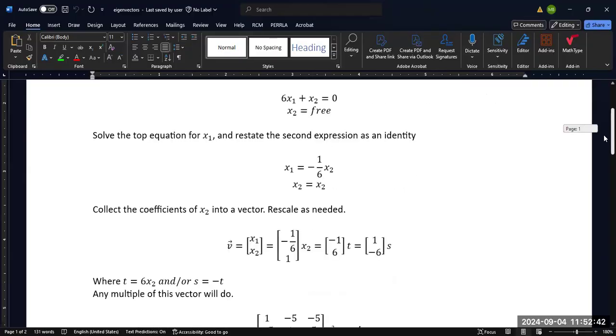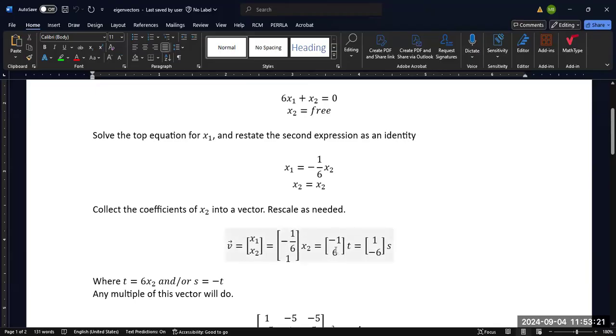Or typically what is done for eigenvalue problems is we will rescale the vector using a parameter, and we choose a value for our x2 variable for our parameter that is going to make the resulting eigenvector contain relatively small but whole numbers. So in other words, we would try to get rid of all the fractions if we possibly can. So in this case, I'm going to declare x2 to be equal to 6.